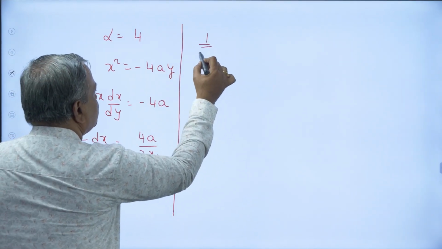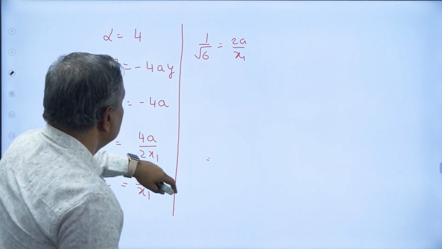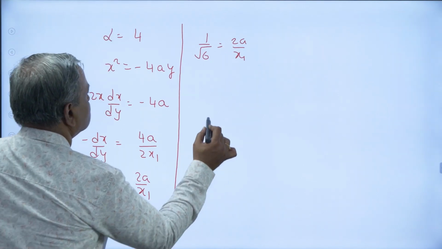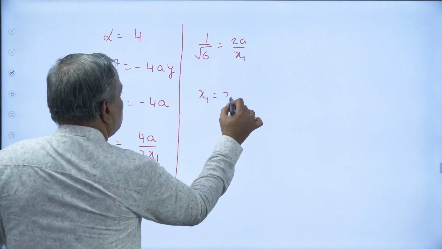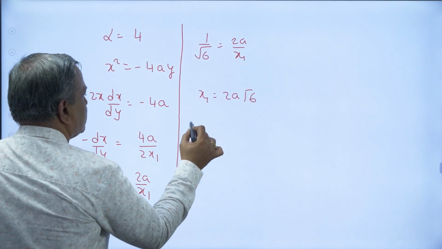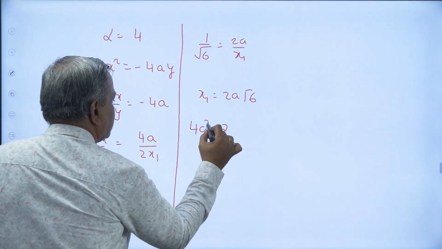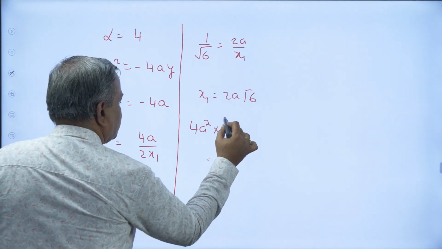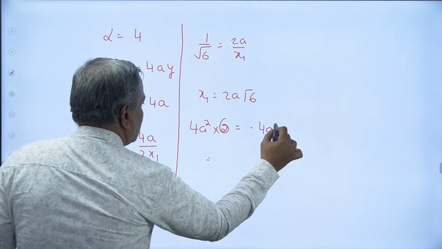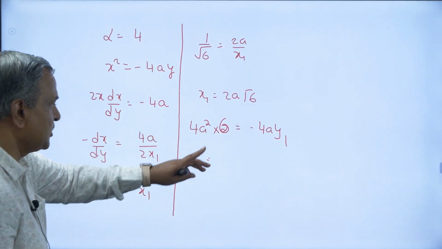So 1 by root 6 is equal to 2a by x1. So x1 will give you how much? x1 will give you 2a root 6. So we put x1 square. x1 square is how much? 4a square into 6. 4a square into 6 is equal to minus 4a y1. Correct?